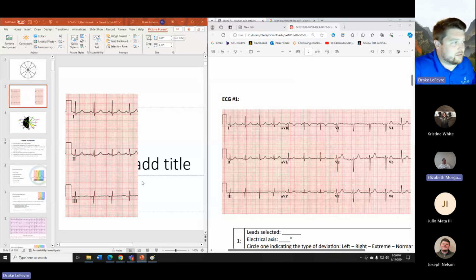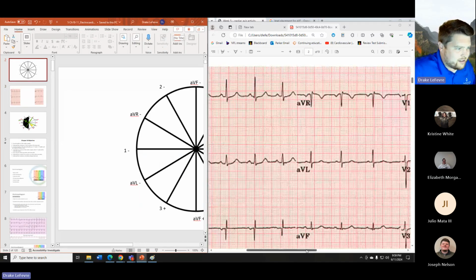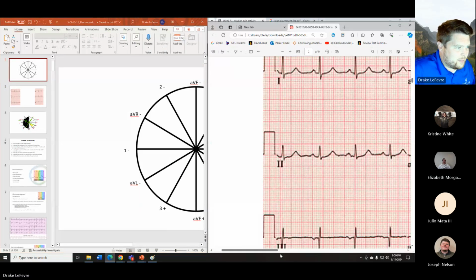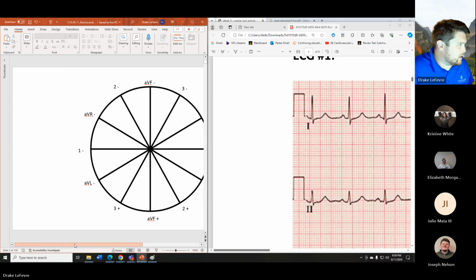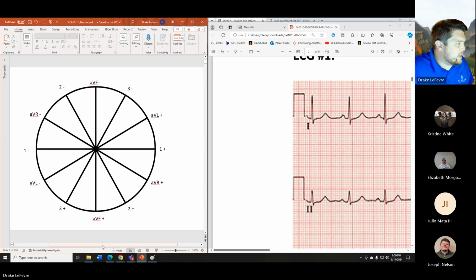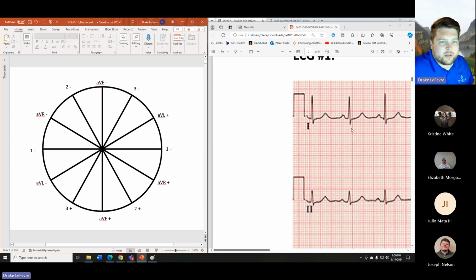Does that make a little bit more sense though? Yes. Good. Okay. So let's look here. Keep this separate. Just looking at lead 1. Is lead 1 positive or negative, Elizabeth?